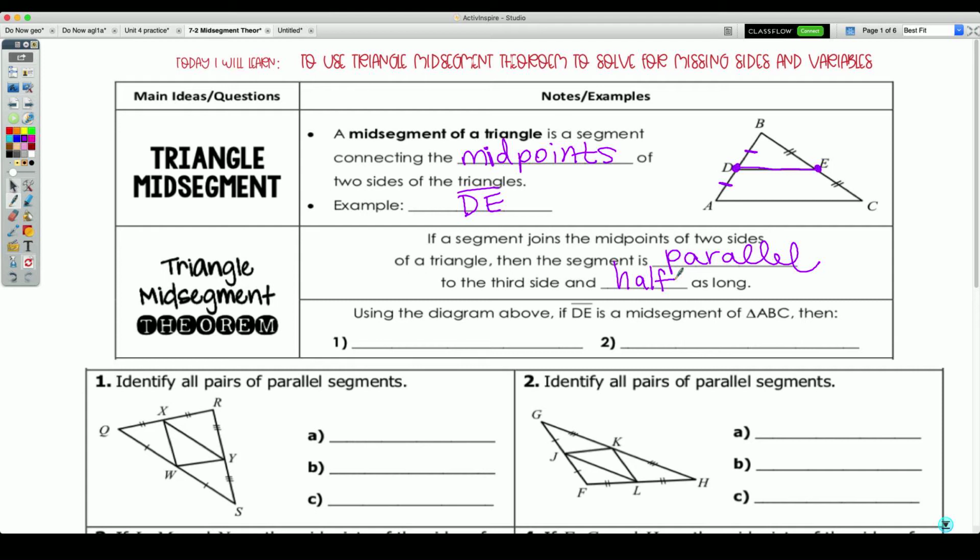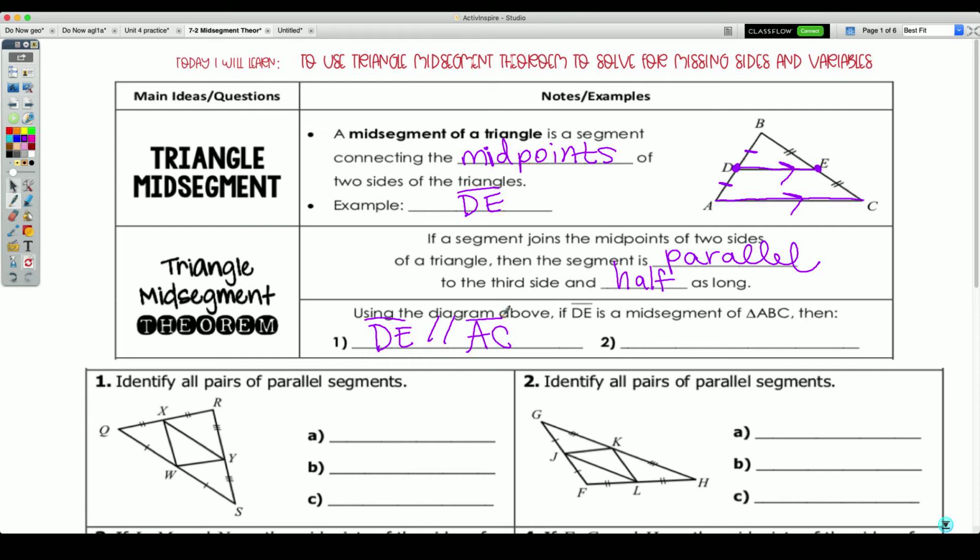So let's look back at our picture. It's referring to it as the third side. It's really just the side that it is not intersecting. So DE would be parallel to what side here? AC, very good. So I'm going to mark it with parallel marks. Anyone remember what that looks like? The little arrow, good. So DE is parallel to AC, and I'm going to write that in blank 1.